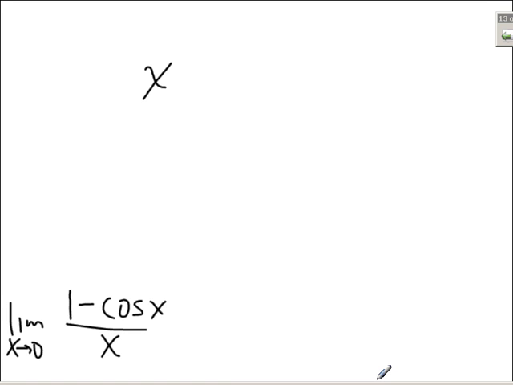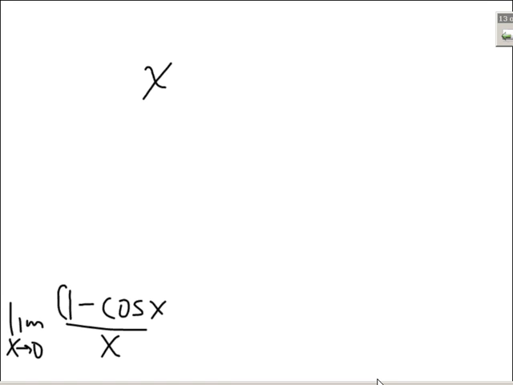Suppose you have this limit. Okay, the only exception to that rule is if you have 1 minus cosine x over x. You should know that the limit as x approaches 0 is 0.